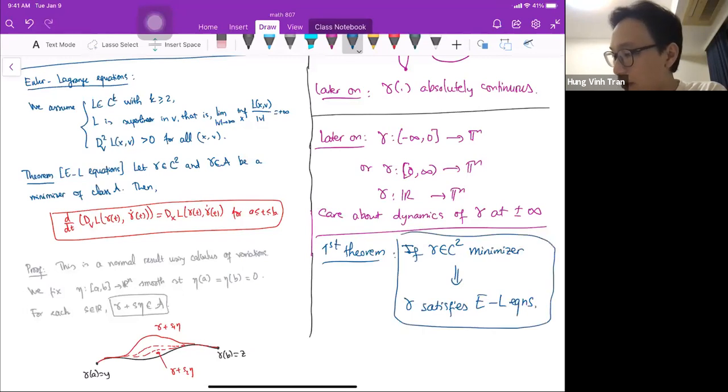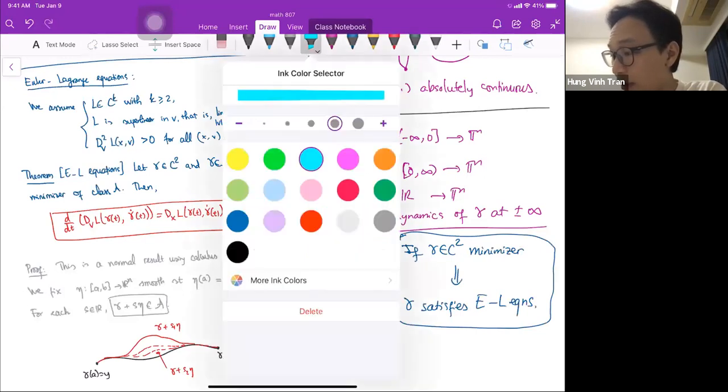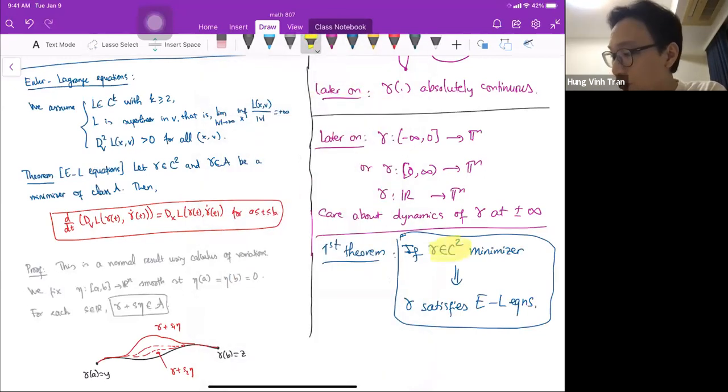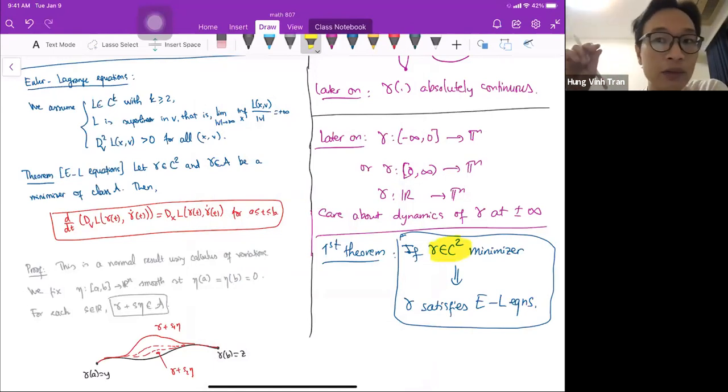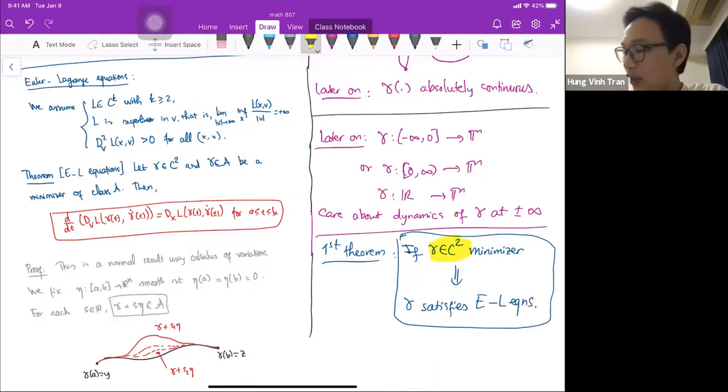I drew it here so that you can compare the results later on, and you can see that we would need to assume more here. I'm assuming that gamma is C2. As I said earlier, the class of admissible curves is only piecewise C1, right? But here I'm assuming a bit further that if gamma is C2, so it's smooth enough, then I can prove that it satisfies the Euler-Lagrange equation. So you see we are doing this step by step, by assuming a lot, and then we're going to reduce assumptions more and more until we get to the thing that is optimal.